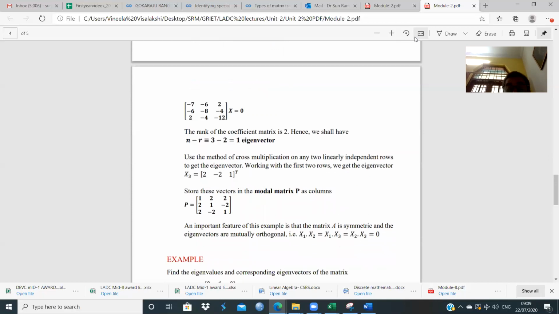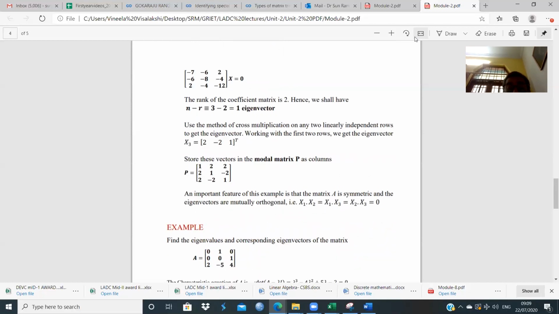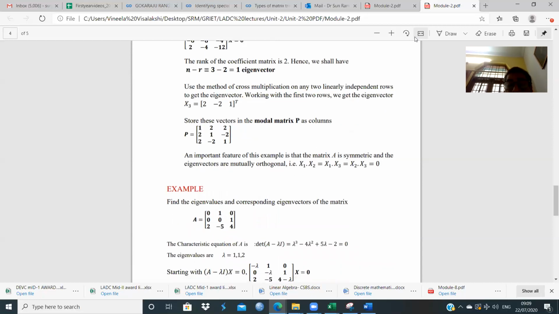Once we get all the three eigenvectors, we can store them in a matrix called P, which is called the modal matrix, but these vectors must be stored in columns. Now, because this particular problem has a symmetric matrix with distinct eigenvalues, one observation is the column vectors of P, that means the eigenvectors, are mutually orthogonal. That means x1 dot x2, x1 dot x3, and x2 dot x3 are all 0. This plays a very, very important role when we discuss the concept of diagonalization.